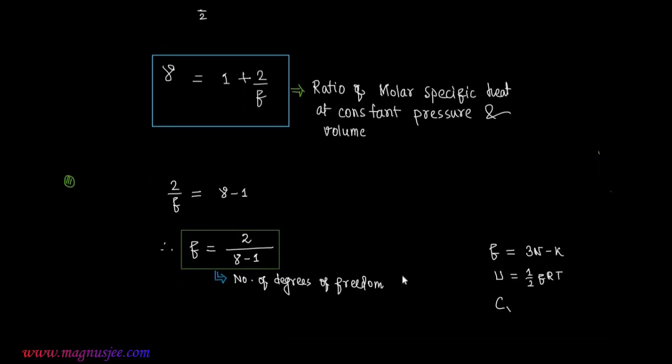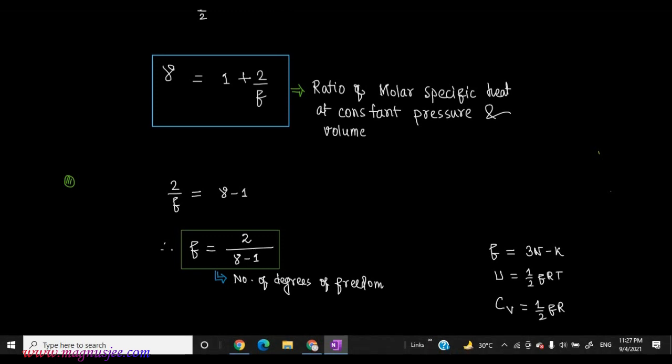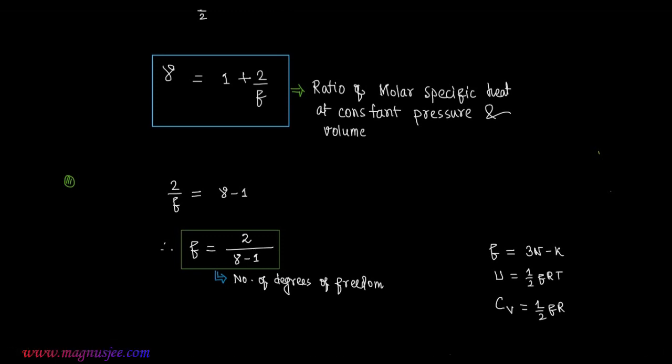F is equal to 3N minus K, U is equal to half FRT, and Cv is equal to half FR. These are the important formulas in this topic.